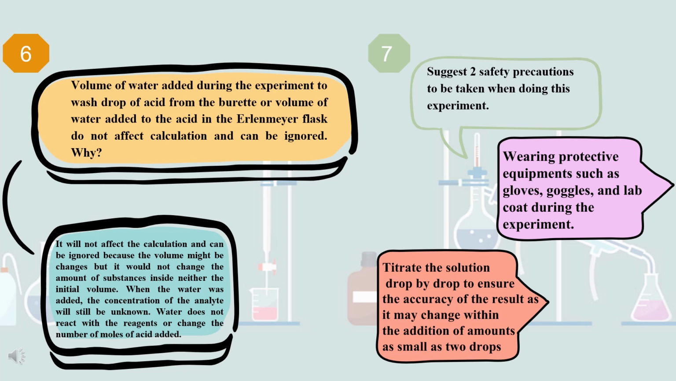Question number 7. Suggest 2 safety precautions to be taken when doing this experiment. The first one is wearing protective equipment such as gloves, goggles, and a lab coat during the experiment. The second one is to titrate the solution drop by drop to ensure the accuracy of the result, as it may change with the addition of amounts as small as 2 drops.